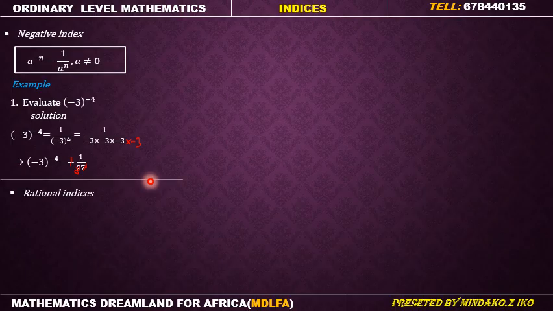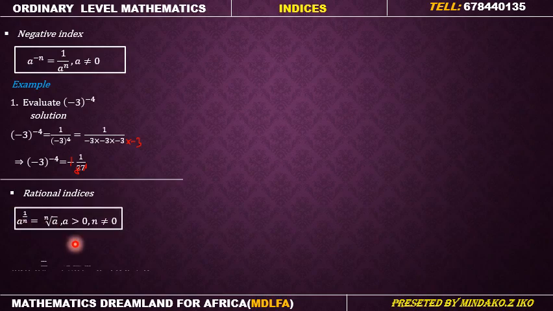So let's look at the rational indices. Okay, what is this rational indices all about? For the rational indices, we consider a real number a being raised to the power 1 divided by n. So it's simply equal to the nth root of a for a greater than 0, and n should be different from 0, because if I take 1 divided by 0, it will actually be undefined in mathematics. So n should not be 0. Okay, all right, so that is it.